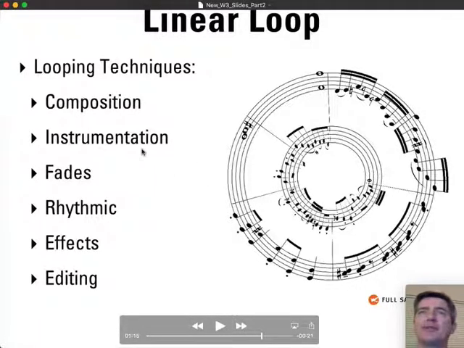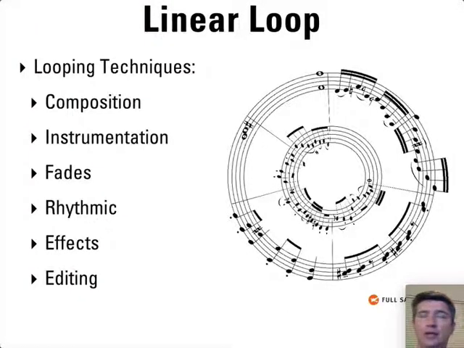Your choice of instrumentation. Sometimes you can hide loops in changes of instrumentation. Things that are more percussive can often hide where the loop points stop and start over again. Sometimes you can use a crash cymbal to hide the loop, although somebody who is really observant might identify, oh, every time I hear that crash, it seems like the music starts over again.